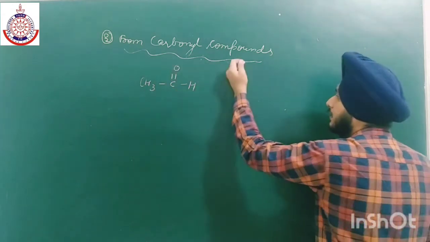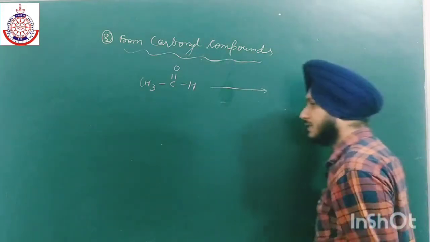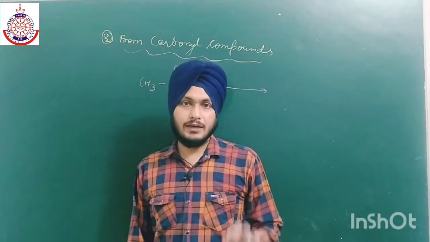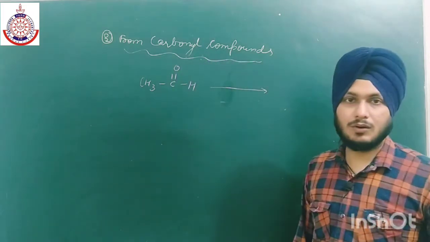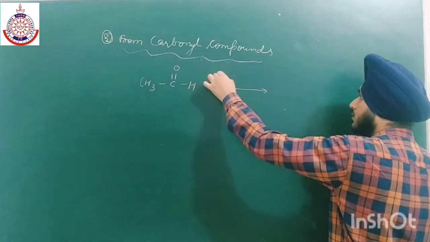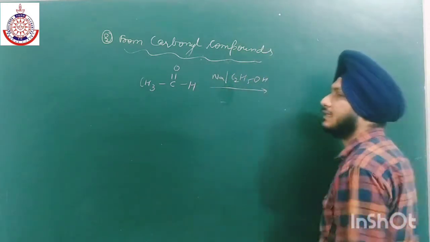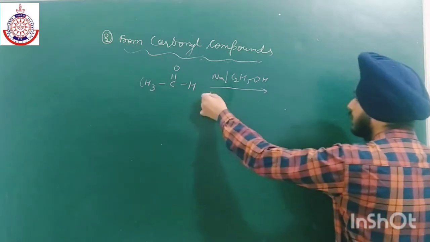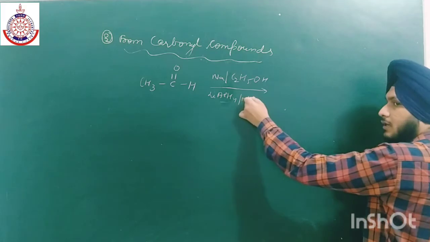This is acetaldehyde, and we have to react it with any of the reducing agents. You can take a metal like nickel or platinum, or sodium plus ethanol is also a very good reducing agent, or you can take lithium aluminium hydride, or sodium borohydride.